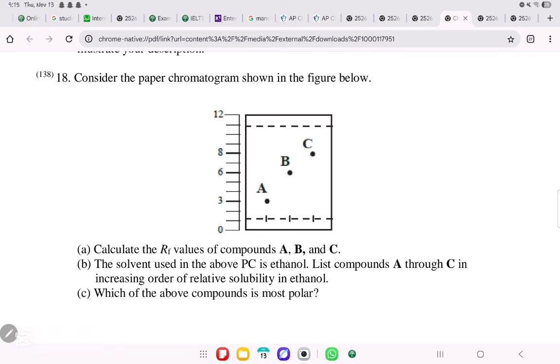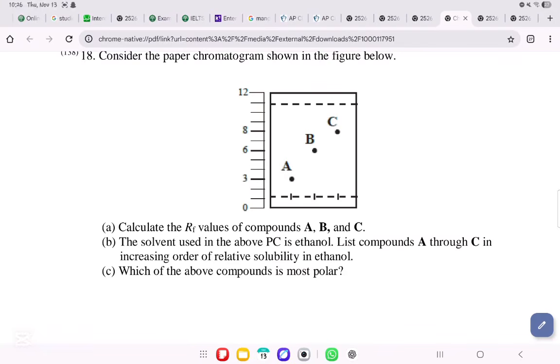Consider the paper chromatogram shown in the figure below. Okay, so question number 18. Consider the paper chromatogram shown in the figure below. Calculate the RF values of compounds A, B, and C. How do we calculate the RF values? First of all, we need to take the baseline value, which is over here, right? Which I believe is 1. Then I need to go to the solvent front, which I believe is all the way up here, 11.